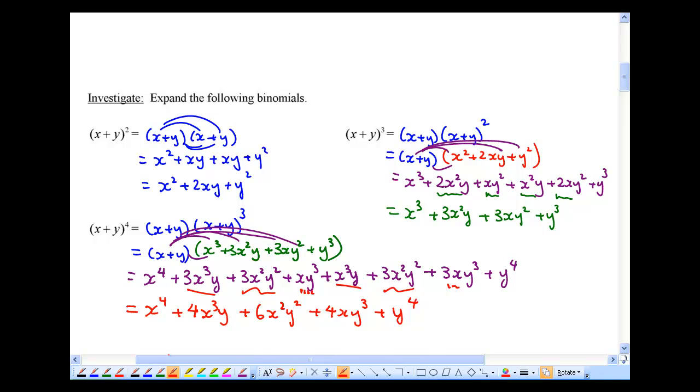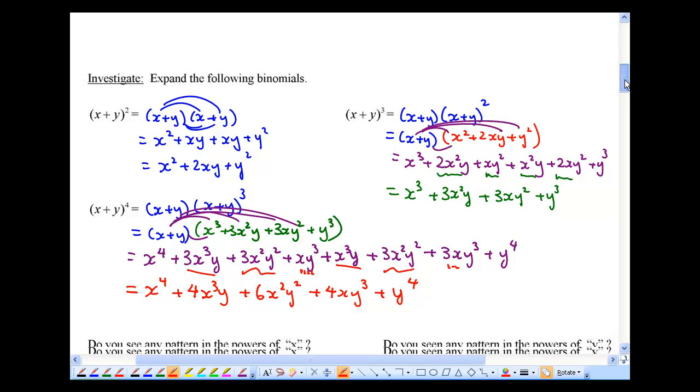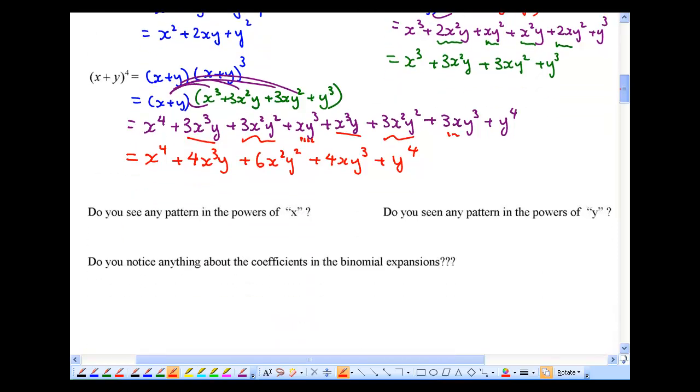Now, we're looking at the binomial theorem. We're going to be doing even bigger exponents, like (x + y) to the power of 10, perhaps. So I'm not going to be asking you to multiply this out like this every single time. That'll take way too long. And math is beautiful because it's all about patterns. So, do you see any patterns looking at the powers of x? And then do you see any patterns in the powers of y? And then do you notice anything about the coefficients in the binomial expansion?